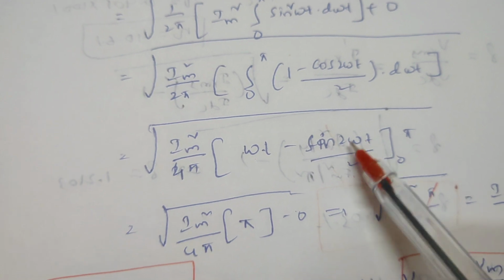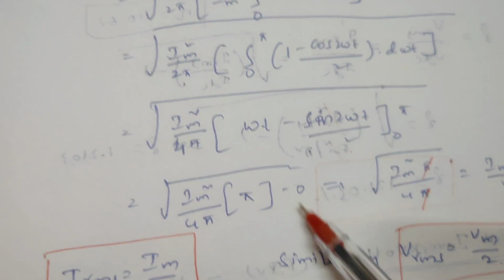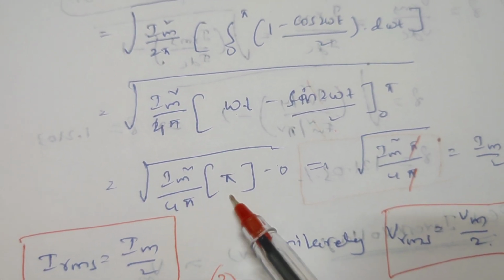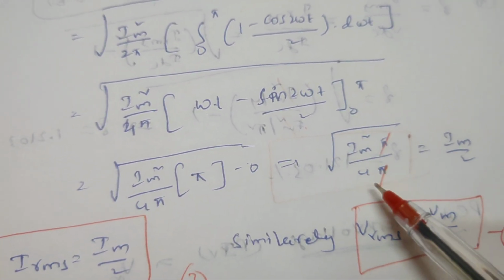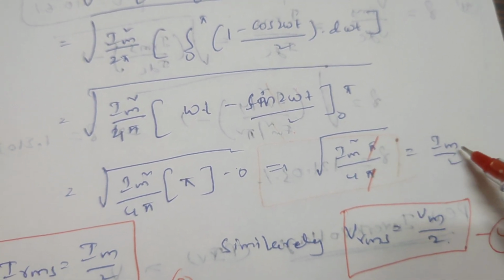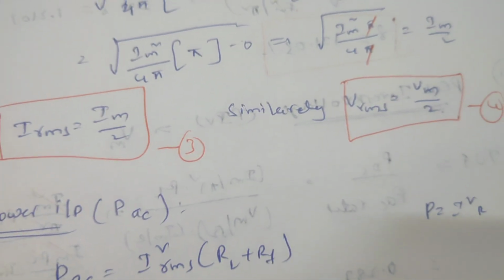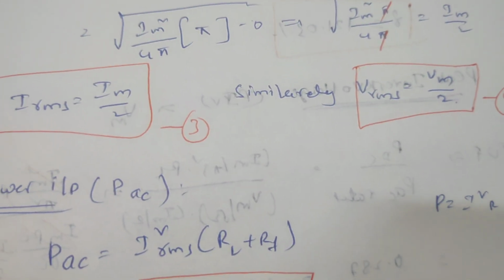We know that sin pi is 0 and sin 0 is 0, so this term will get cancelled. You get only the term pi. So it is Im square by 4 pi into pi; pi will get cancelled, and you get the term Im by 2. So the total RMS value is Im by 2. Similarly, the RMS voltage is Vm by 2.